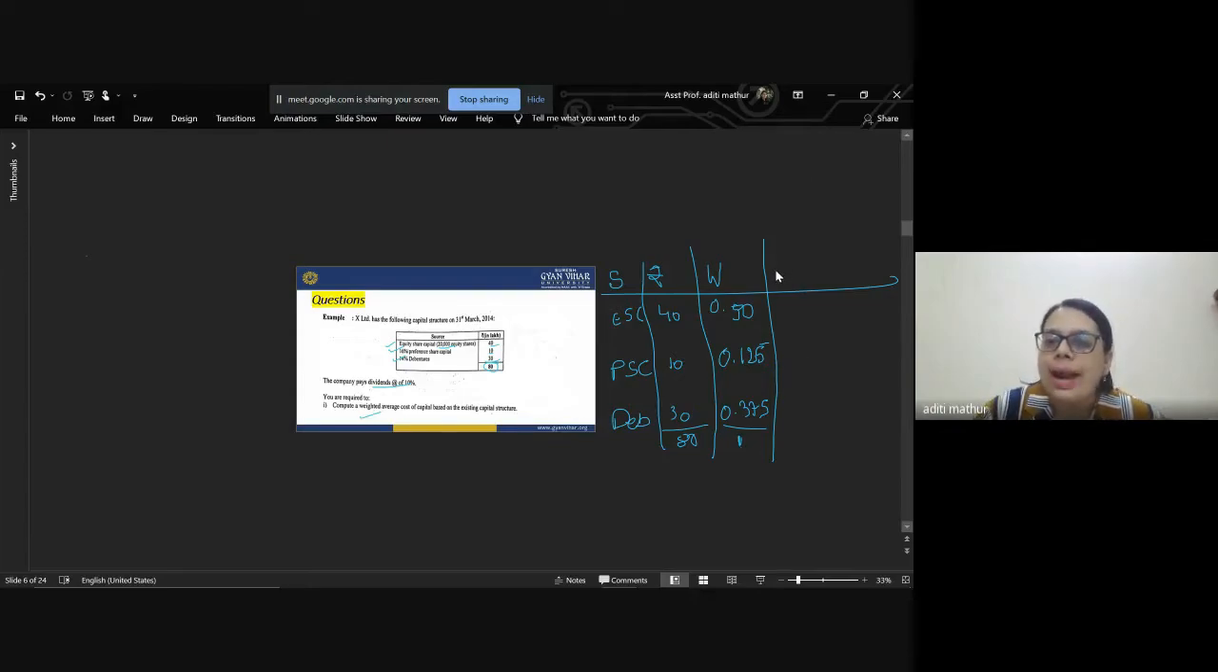Now let us just write the different cost after tax. So as we know that the preference share is 16%, it is directly after tax, so we can write 0.16 over here. Then we even know debentures over here. They are also given to us, which is 14%. So we will write it 0.14.